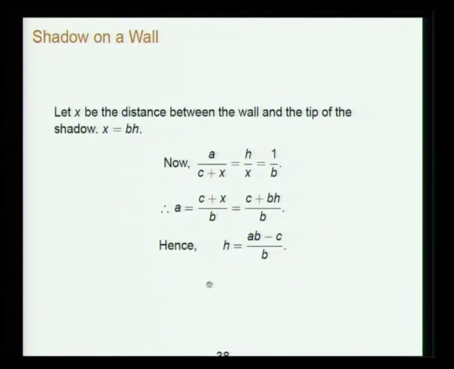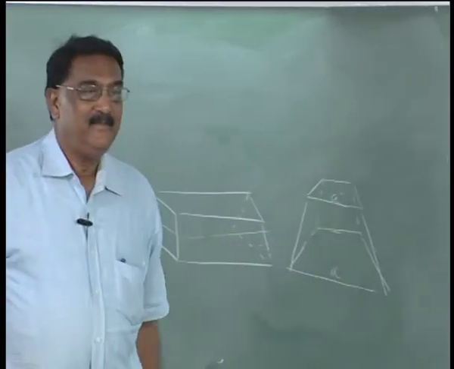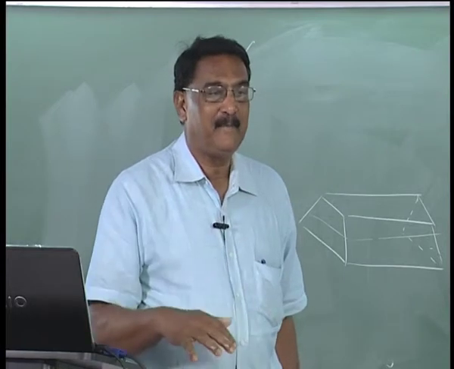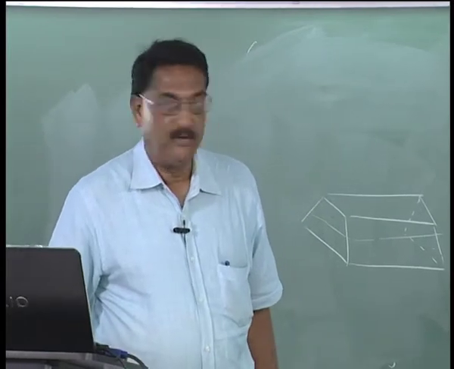If x is the distance between the wall and the tip of the shadow, then x is b h. Because x by h is constant, x is b into h. The shadow divided by height is equal to the shadow of a man divided by his height, that is where the b comes from, a proportionality constant basically. So x is equal to b h.